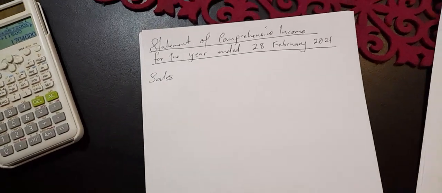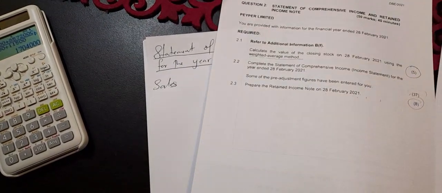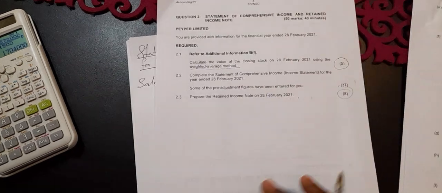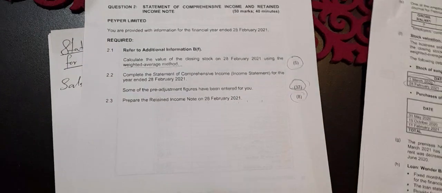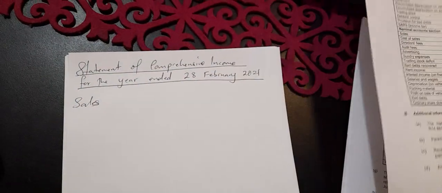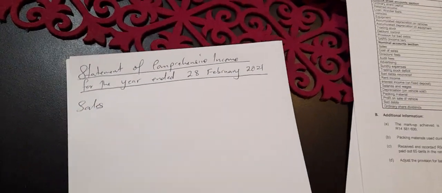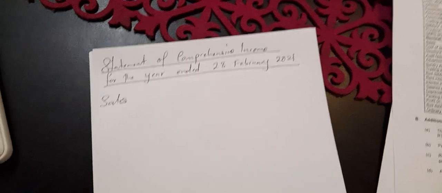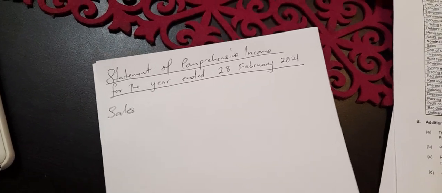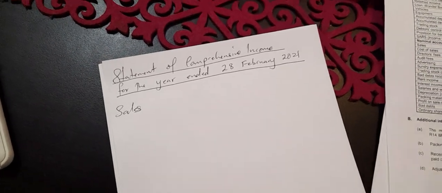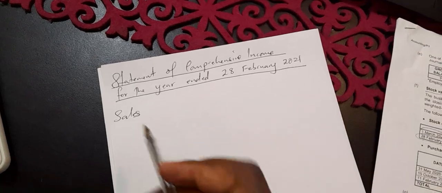All right, now bringing in the income statement, we have this 37 marks right here. By this time you already know the format of your income statement. So we need to calculate the amount of sales. Now we are given the information here.